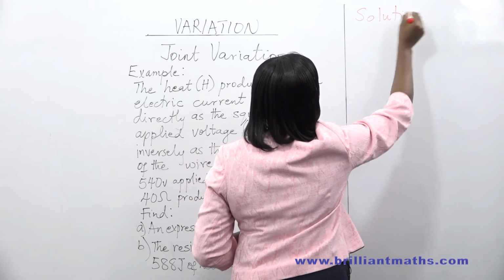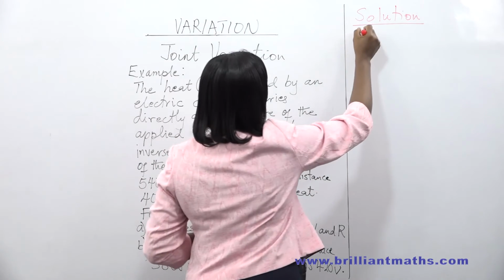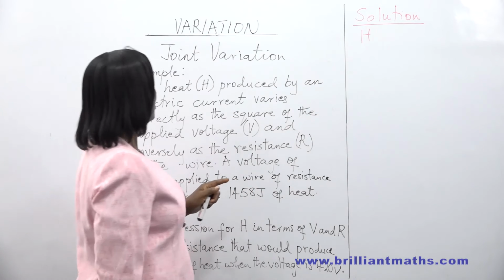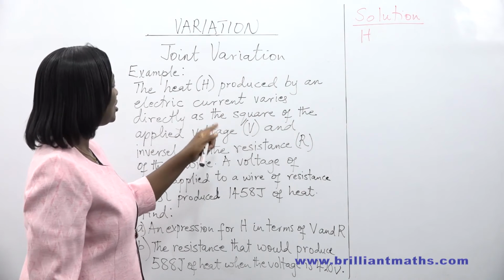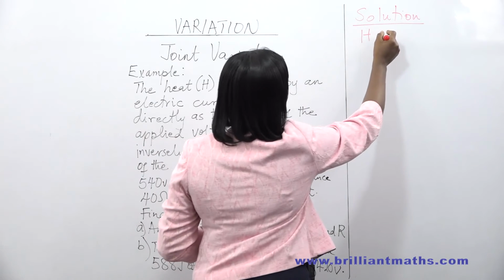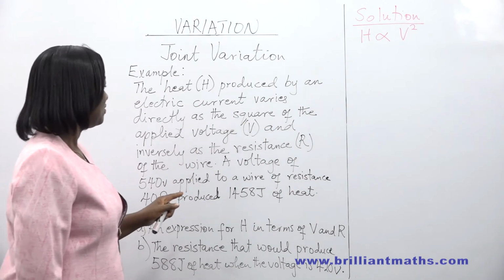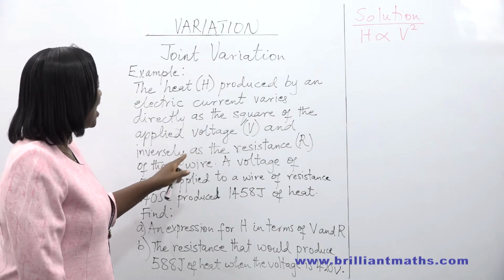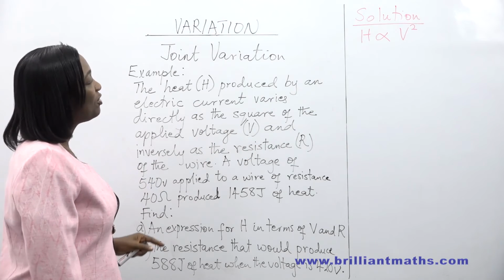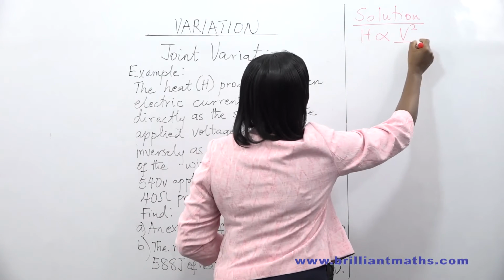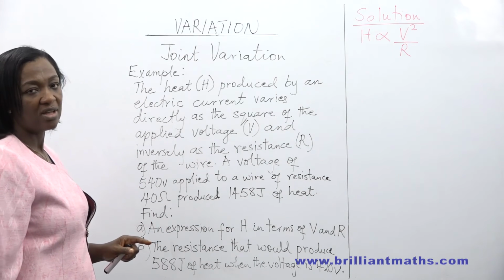So, solution. The heat H, so we have H, varies directly as the square of the applied voltage V. It varies directly as V squared, and inversely as the resistance R of the wire. Inversely as the resistance, as R.